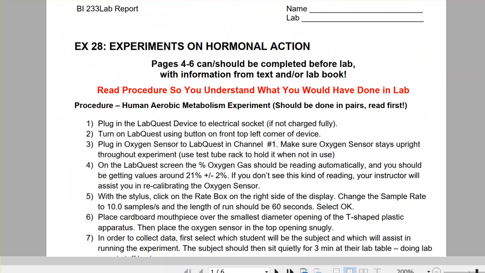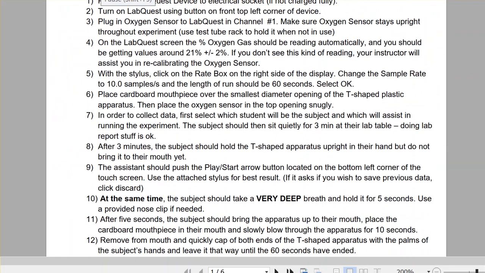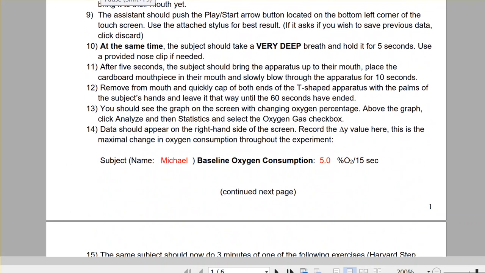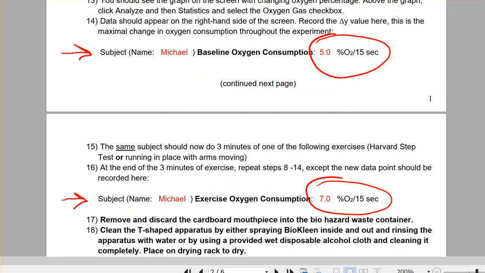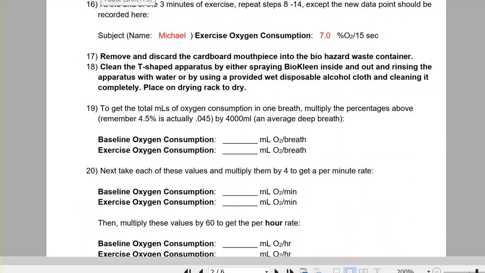So here we are at your lab. Just read through your lab. This is kind of the procedure that you would have done in class. And then you have the 2 values right here: Michael's baseline value and Michael's exercise value. It's these numbers that we're going to take through a set of calculations before we plug them into our final equation. So pay attention to the units here. For exercise, for example, he's using 7% oxygen in a 15-second increment.